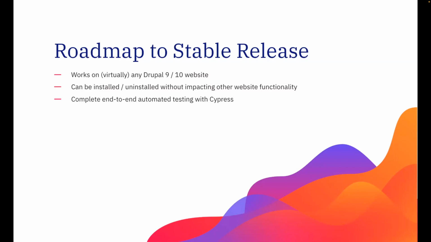Third, we're working on end-to-end automated testing. We're using Cypress for this because of the level of interactivity with Mercury and the complexity of what's happening with iframes and some of the JavaScript behaviors. Cypress is our pick for test frameworks, and we're working on complete end-to-end automated testing.